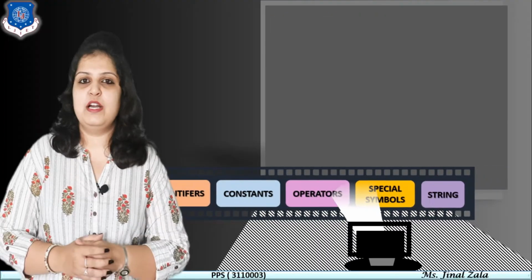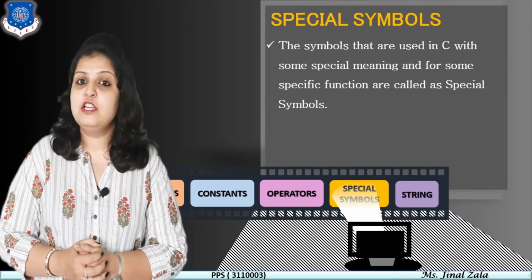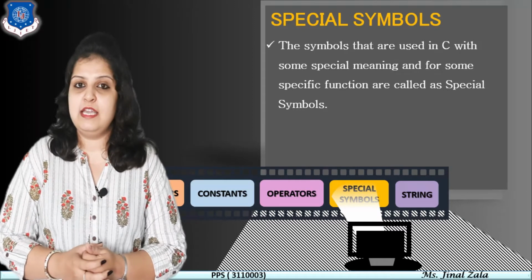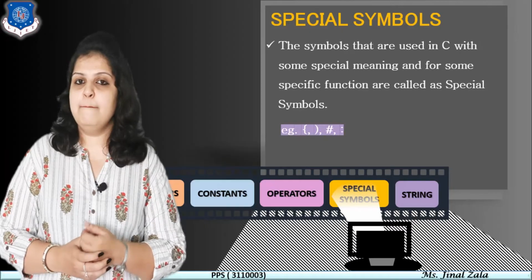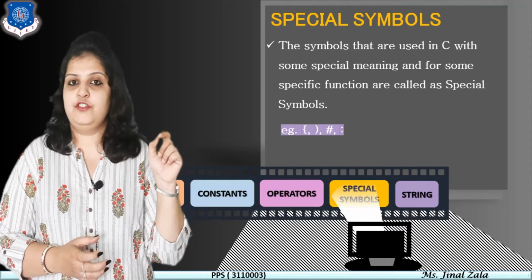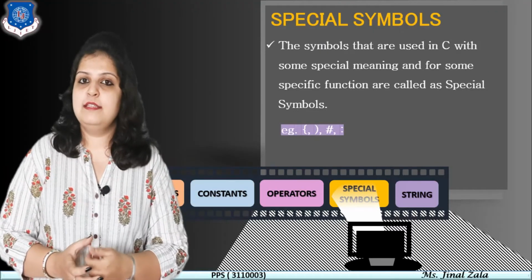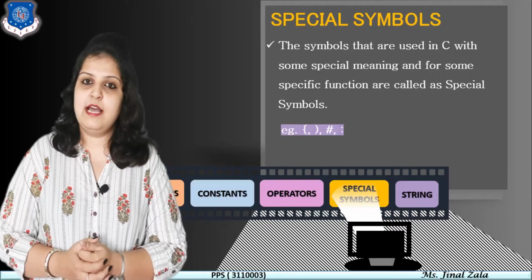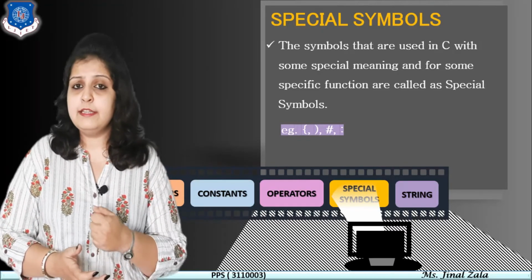Our next token is special symbols. Now what are special symbols? Special symbols are used in C for some special meanings. Now just remember the programming session. First of all we write hash. So hash is one special symbol. Hash means pre-processing. It has a fixed meaning. It is used for pre-processing.